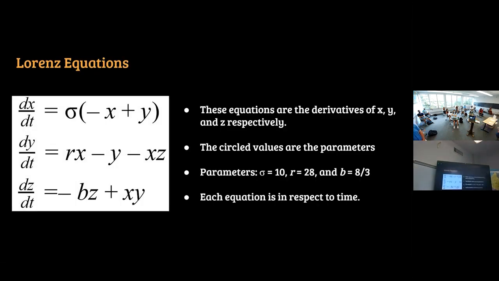So now we can read the different equations as: how is x changing with respect to time, how is y changing with respect to time, and how is z changing with respect to time. And these circled values are parameters, and these are constant throughout the whole equation. These parameters have to remain the same. You can't put in 9 for lowercase sigma, or else the system will no longer resemble the way the Lorenz system is graphed. So for little sigma we have 10, for r we have 28, and for b we have 8/3.